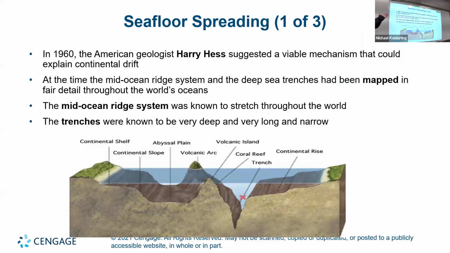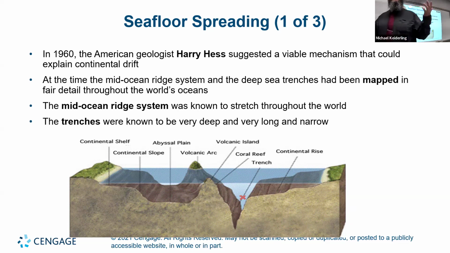And it wasn't until 1960 that a viable mechanism was suggested by Harry Hess, with information from a number of people from before. Not all the names I can think of at the time. The American geologist Harry Hess suggested an environmental mechanism to explain continental drift, and this came from the various studies of the seafloor that happened after World War II, because with all the submarine warfare and such, people got a lot more interested in what the seafloor looked like, and developed the technology to actually map the seafloor.